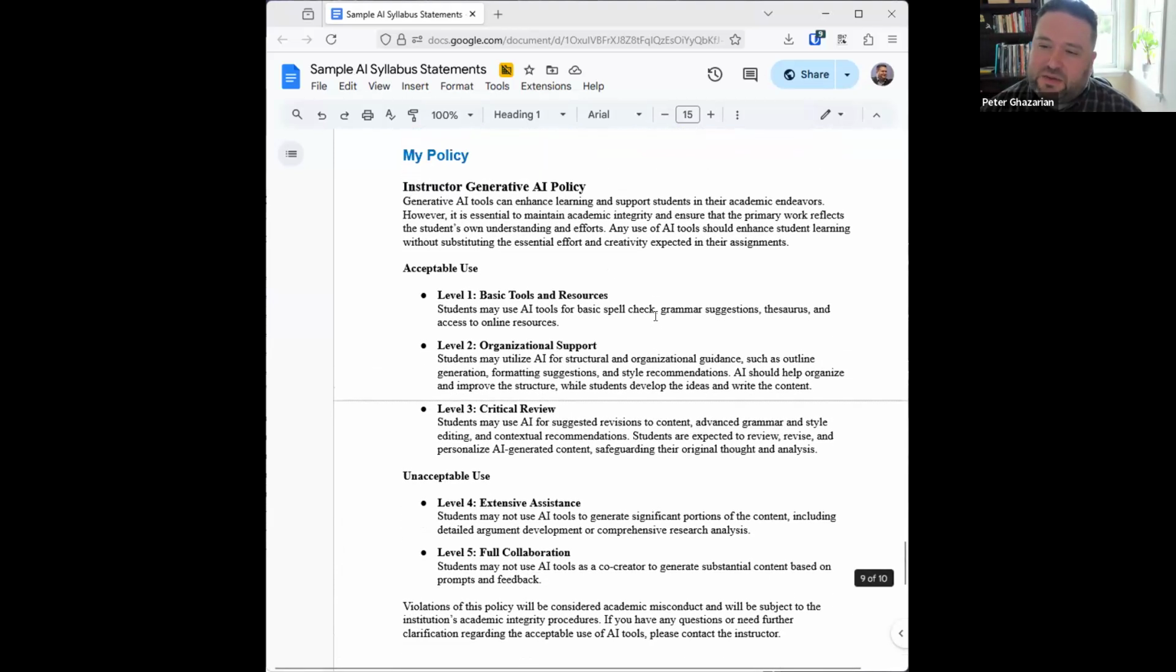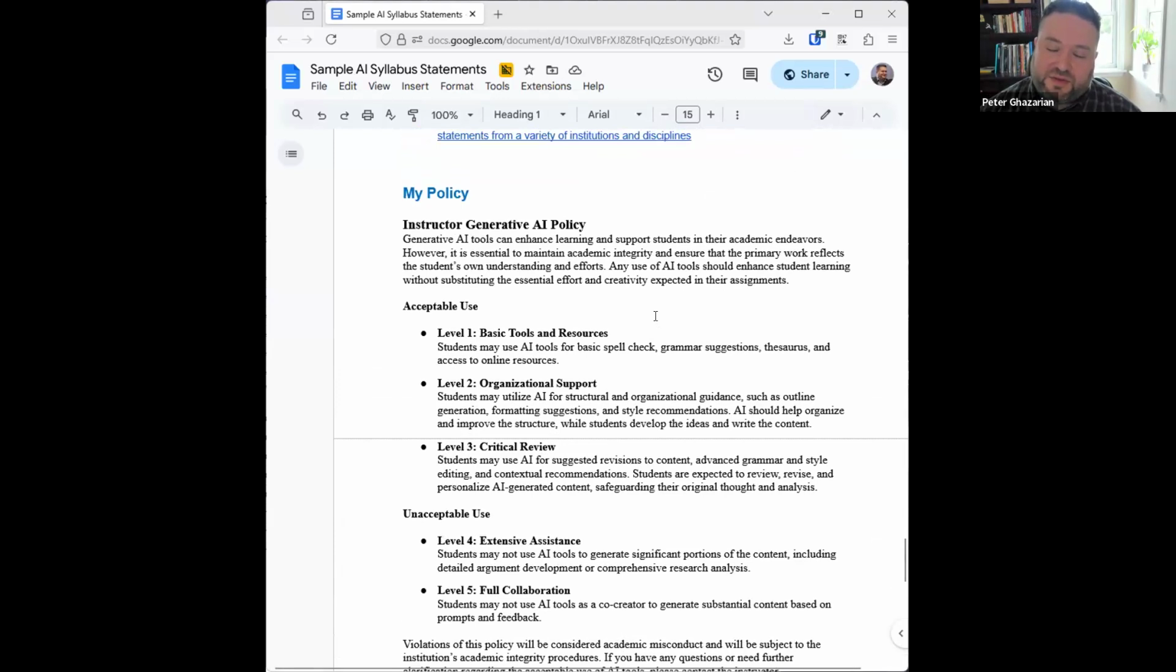But my policy is one in which there are levels of use that are okay and then levels of use that are not okay. And I tried to make that as clear as possible for students by breaking it out into specific levels of use. And so as a basic tool or resource, that's totally all right.